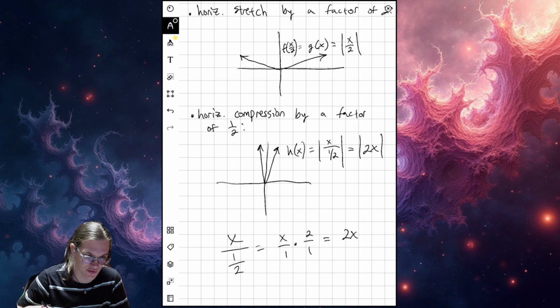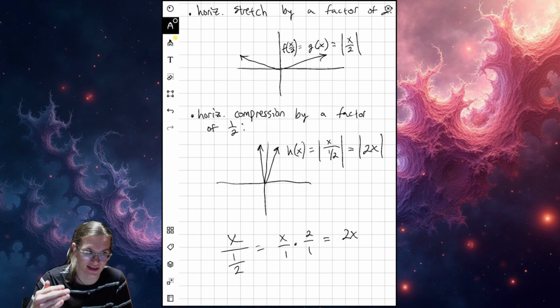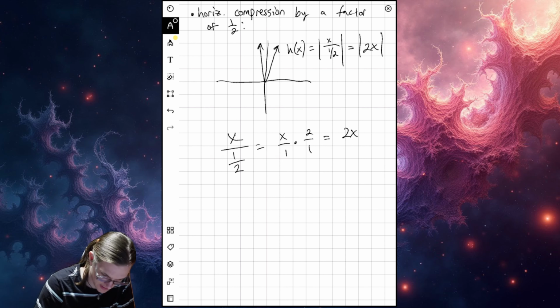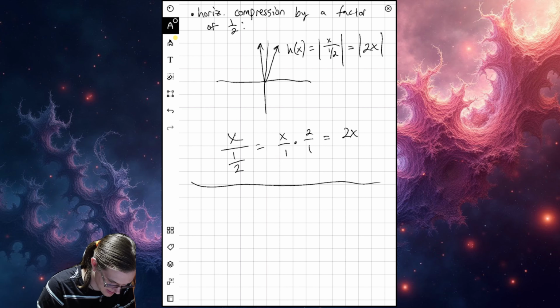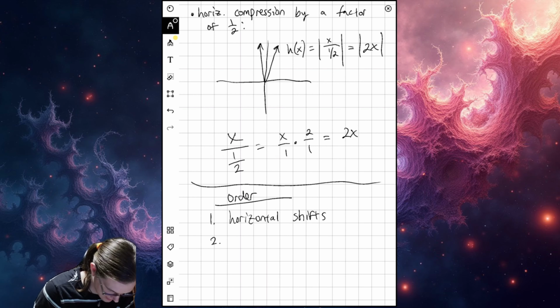And if you want to do a horizontal shift of 2 to the right, say, then you replace x with x minus 2 to shift to the right, and that's in the argument. So generally you should apply transformations in this order: horizontal shifts first, then stretches and compressions.